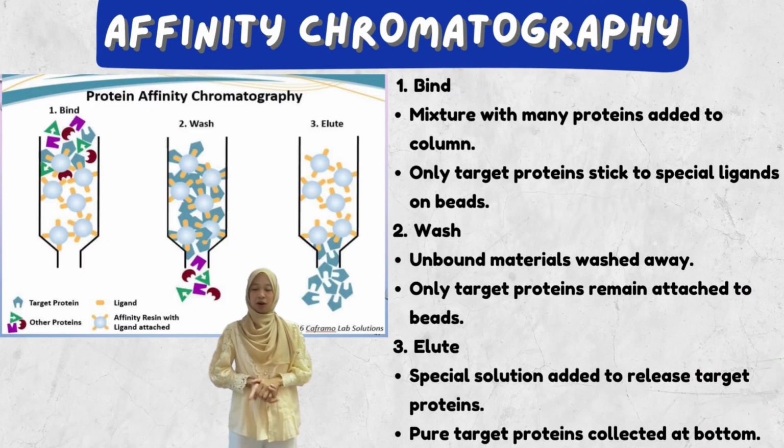I will explain about this. For the bind, a mixture with many proteins is added to the column, but only the target protein sticks to the special ligand on the bead. For the wash, unbound material is washed away, but only the target protein remains attached to the bead. And for the elute, a special solution is added to release the target protein. Then the pure target protein is collected at the bottom.